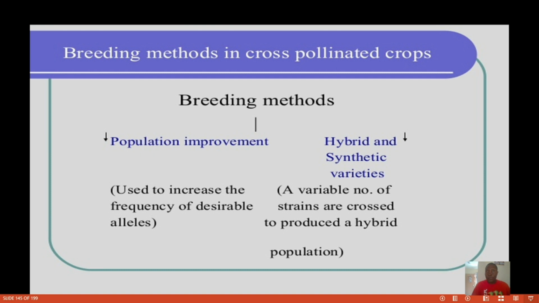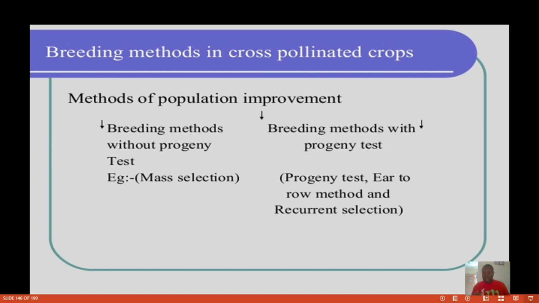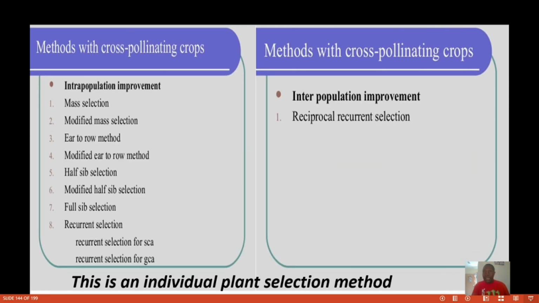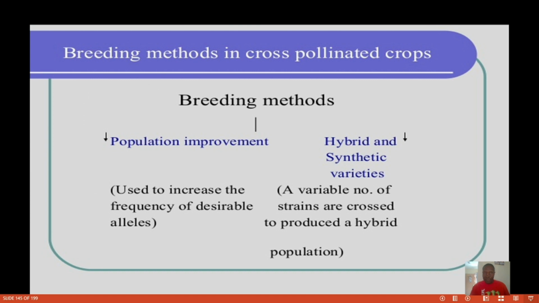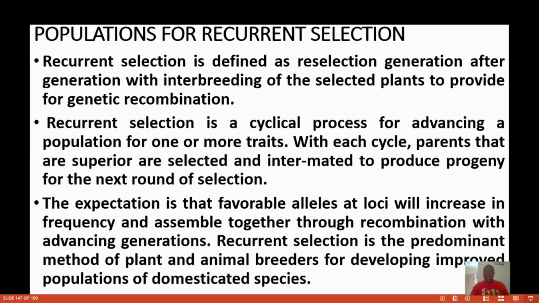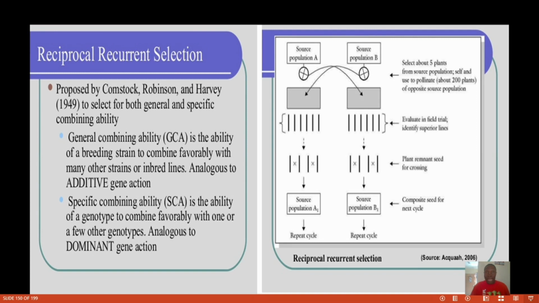All right. So when you come to the breeding methods in cross-pollinated crops, you have those two: population improvement, and the hybrid and synthetic varieties on the right side. It goes on to indicate how you go about doing this. Look at the slides. Again, this is simply a detail you can read. I am going to send you a PDF to go together with this. I do not have to repeat.